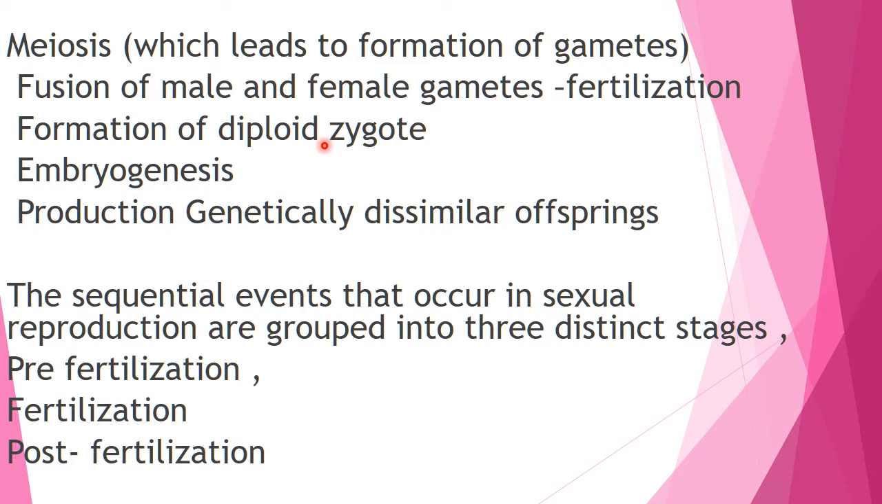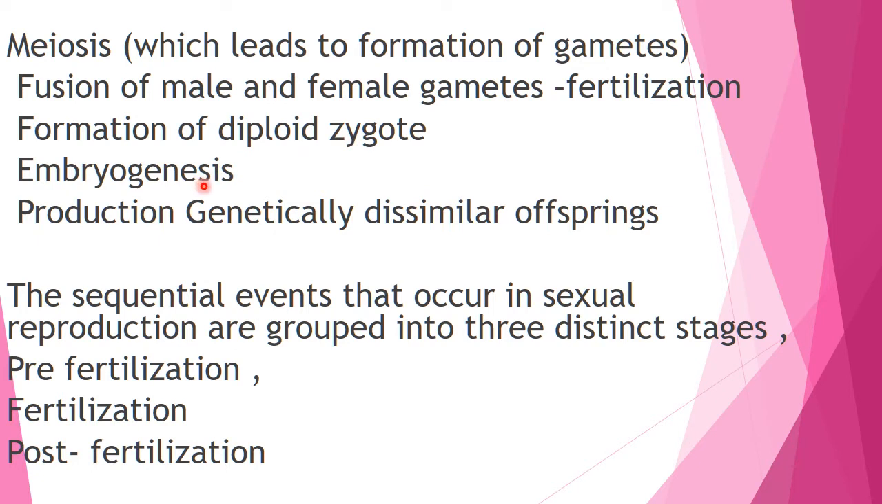Both haploid and diploid, the terms are familiar to you. Haploid means single set of chromosomes. Gametes will be having single set of chromosomes. So male gamete will be haploid, female gamete will be haploid. Both together fuse and form a diploid, two sets of chromosomes. It will be a diploid zygote.